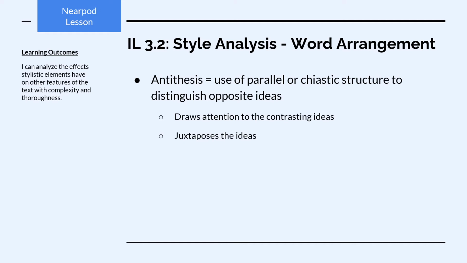Finally, along with parallelism and chiasmus, also be on the lookout for antithesis, which is the use of parallel or chiastic structure to distinguish opposite ideas. Antithesis is just a special type of parallel and chiastic structure that draws attention to contrasting ideas specifically by clearly juxtaposing those ideas in close proximity to one another.